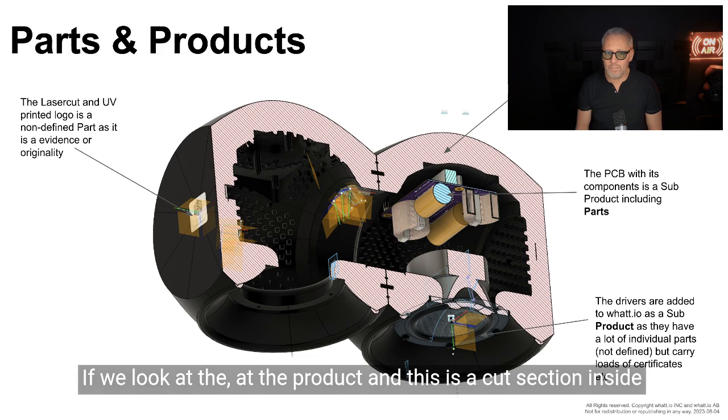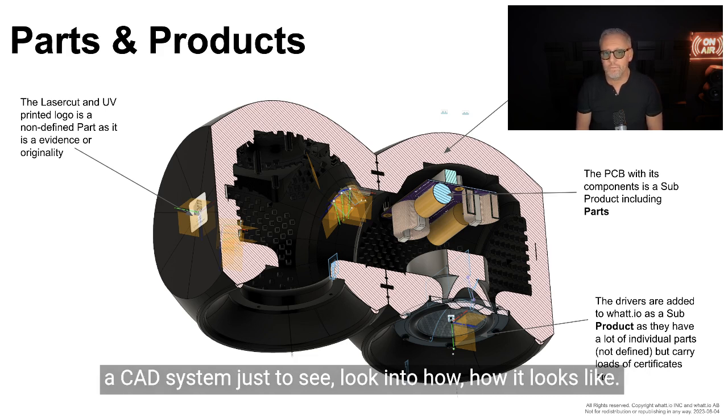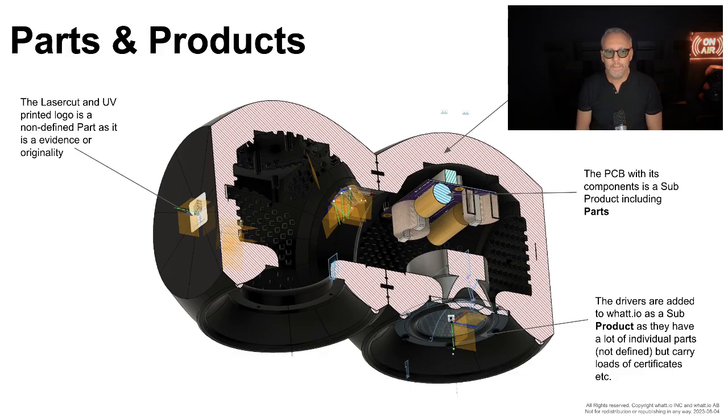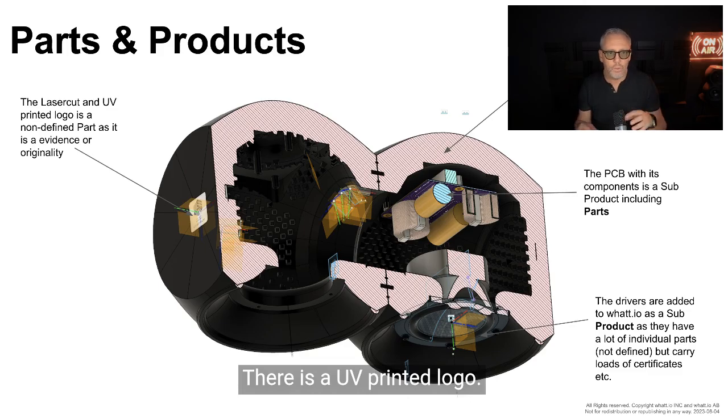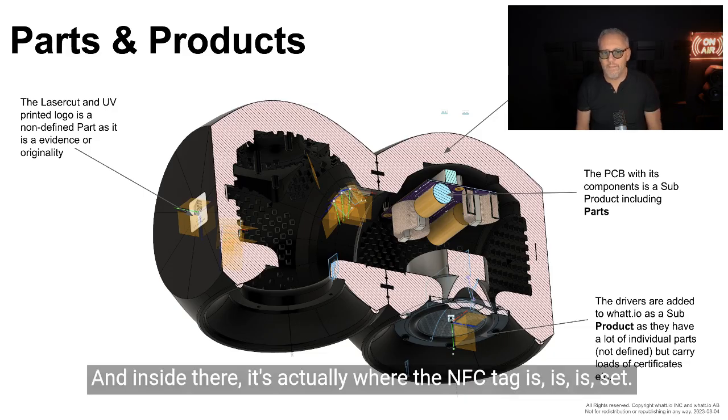If we look at the product, this is a cut section inside a CAD system just to see how it looks. You see there is a lot of other things that go into a product. There is a UV printed logo. It's a non-defined part. And inside there is where the NFC tag is set.